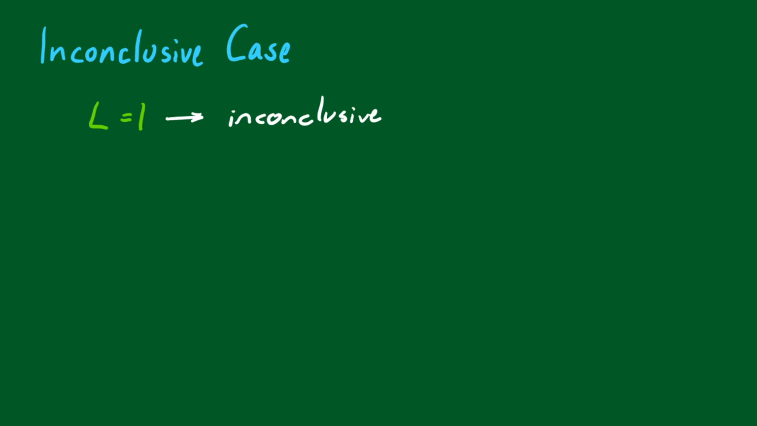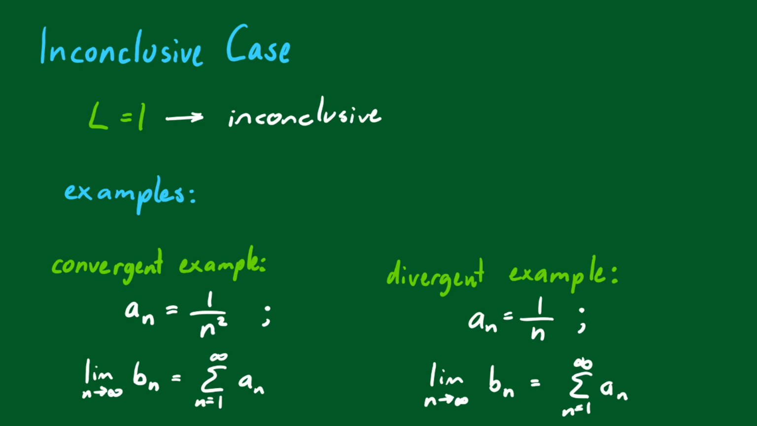If L is equal to 1, we can identify a pair of examples that display both convergence and divergence. A simple pair of such examples are series derived from the sequences of inverse squares and inverses. The inverse squares add up to pi squared over 6 and converge. The inverses diverge. Since the limit of the ratio is equal to 1 in both cases, but we have two different outcomes, we cannot use the limit of the ratio to determine convergence in this case.